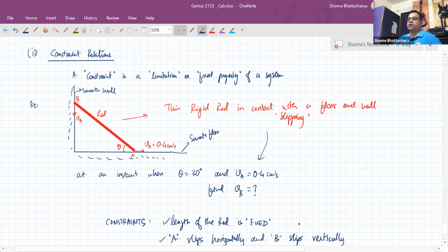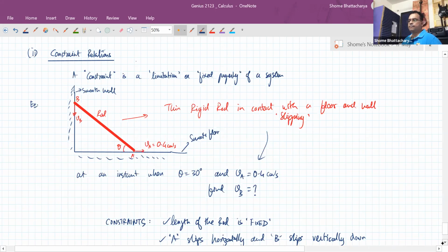Until B loses contact with the wall, and let's say that's not happening over here right now. As it's slipping against the wall, what is the direction of the point B's motion? It is vertically downwards on the wall. Similarly, what is the direction of A's motion? A's motion is horizontally against the floor. So how can we make use of these constraints to find the unknown quantity, which is VB? Let's look at that next.